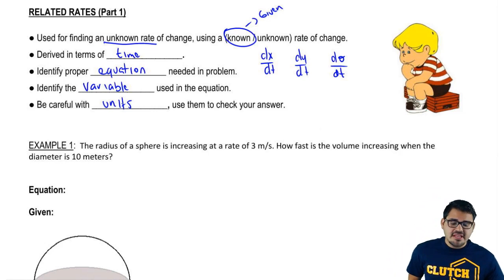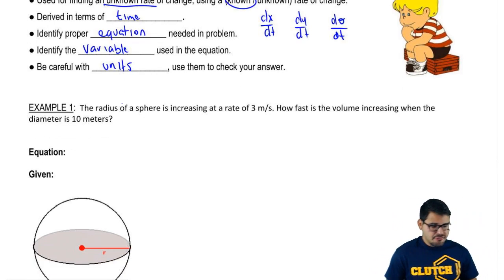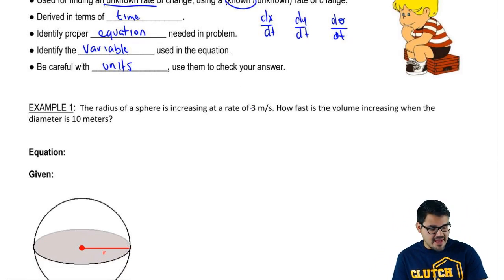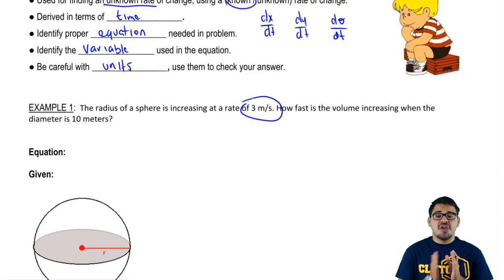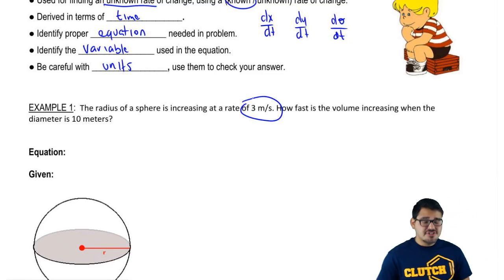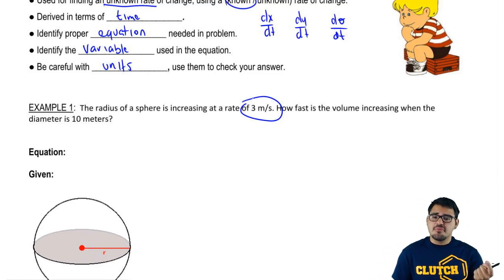Here we have that the radius of a sphere is increasing at a rate of 3 meters per second. So here's that known rate that we have, which is change over time. In this case, our time variable is in seconds. You see how this is the known rate. Now let's talk about the unknown rate that we're trying to find. Let's keep reading the problem.